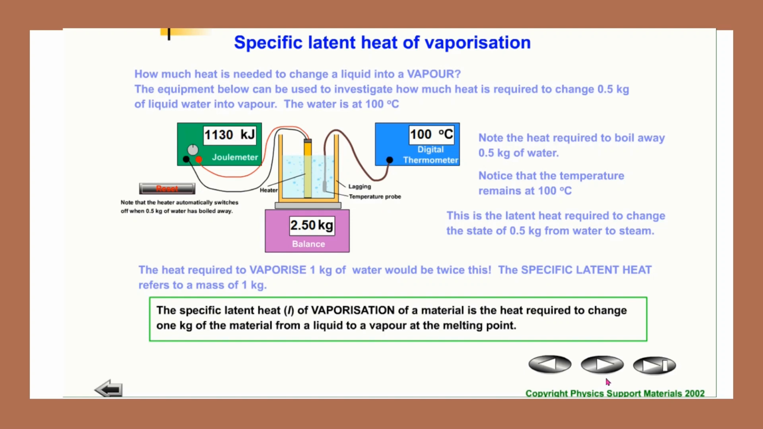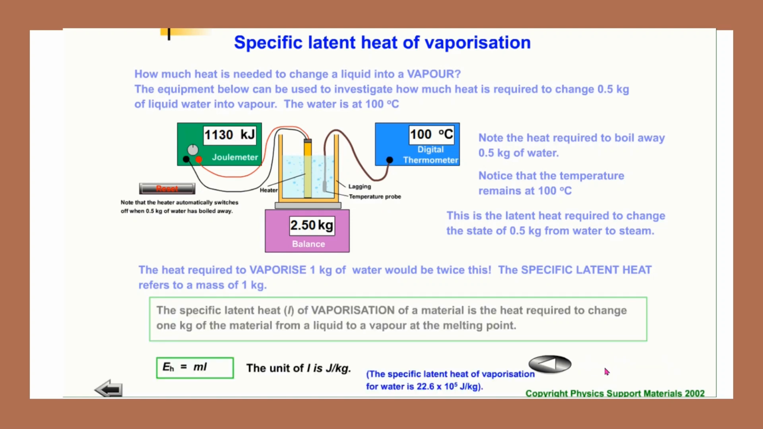2,260 kilojoules, which gives us the specific latent heat of vaporization of water as 2.26 times 10 to the 6 joules per kilogram, or 22.6 times 10 to the 5 joules per kilogram. So it's much greater than the energy required to melt 1 kilogram of water, which is why you shouldn't have your kettle overfilled, because the energy to boil 2 cups of water compared to boiling 1 cup of water is a lot greater. So that gives us again the formula EH equals mL.